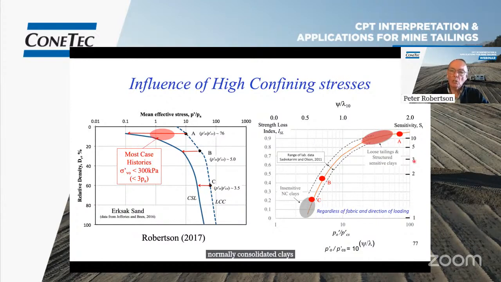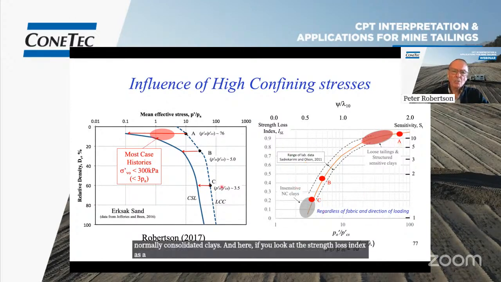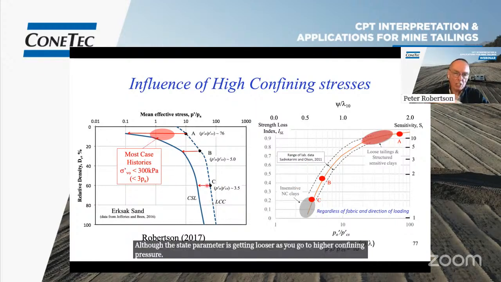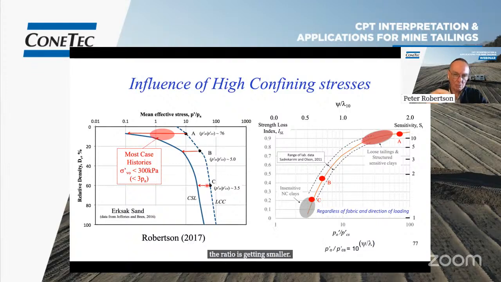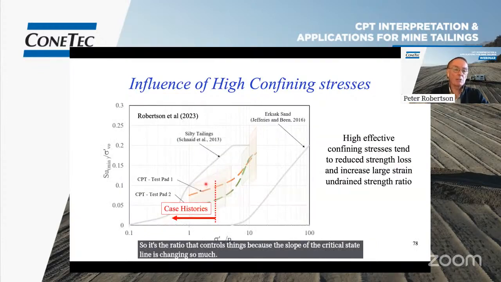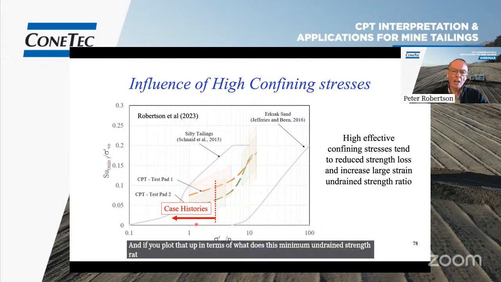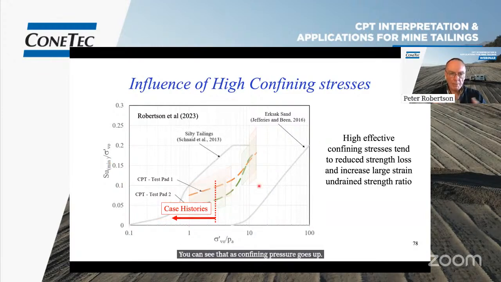And here, if you look at the strength loss index as a function of this stress ratio, so although the state parameter is getting looser as you go to higher confining pressure, the ratio is getting smaller. So it's the ratio that controls things because the slope of the critical state line is changing so much. And if you plot that up in terms of what this minimum undrained strength ratio looks like as a function of confining pressure, you can see that as confining pressure goes up, this minimum undrained strength goes up as well.